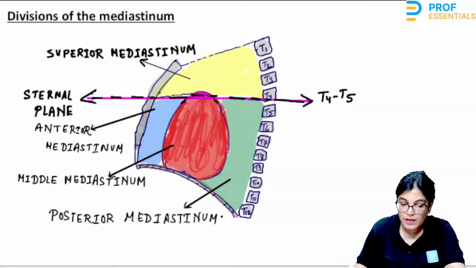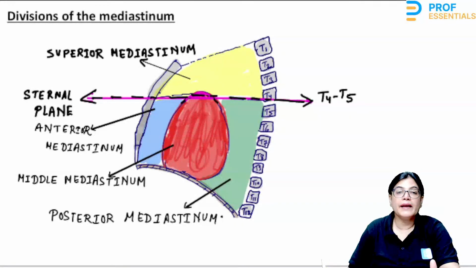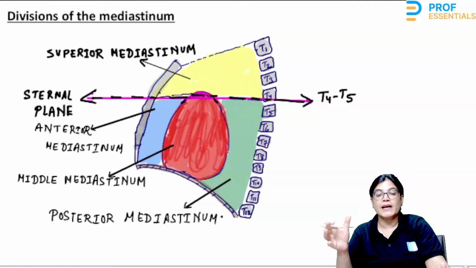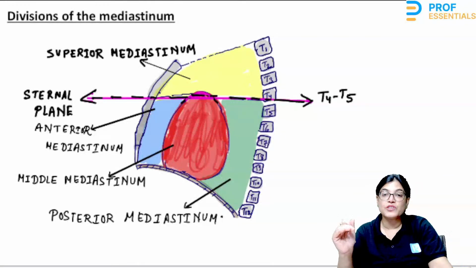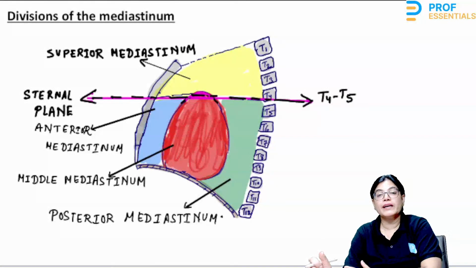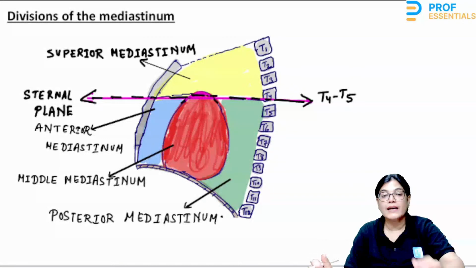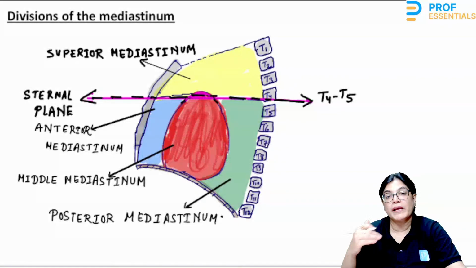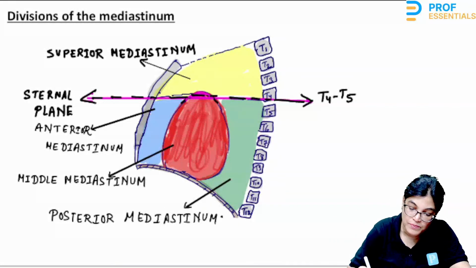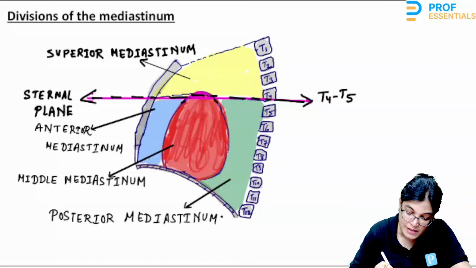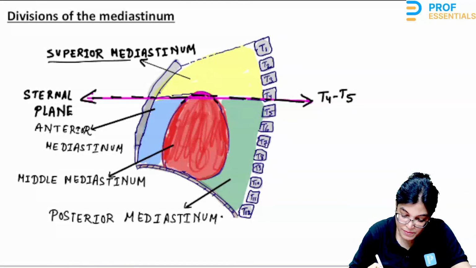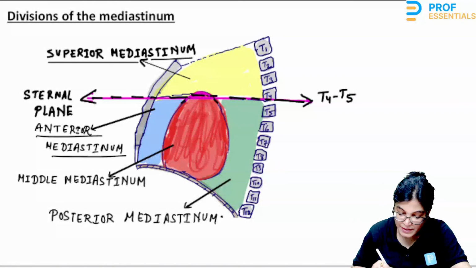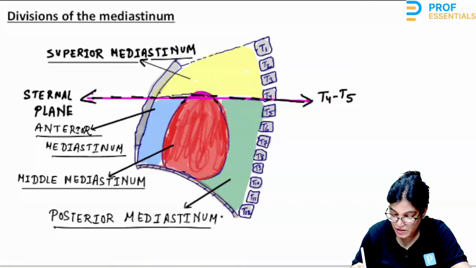So this is how we have got it. Basically, the area above the imaginary plane, which is passing anteriorly through the angle of Lewis, that is the junction of manubrium sterni and body of sternum, and posteriorly in between the T4 and T5 thoracic vertebra, is called the sternal plane. The part below this plane is called the inferior mediastinum, and the inferior mediastinum is again divided into anterior, middle, and posterior mediastinum.